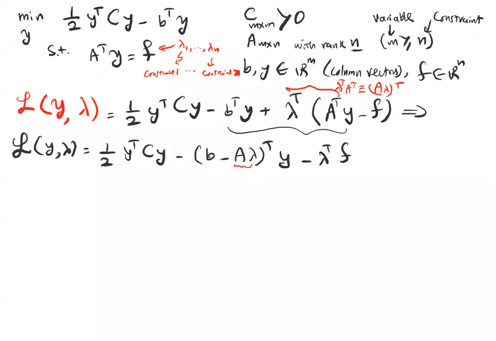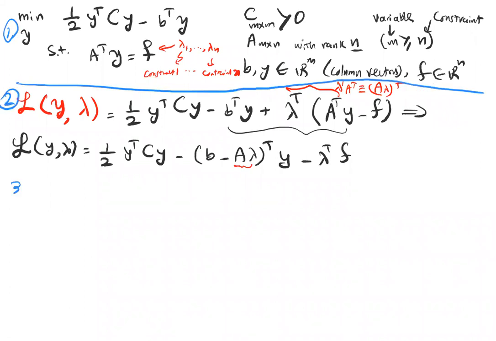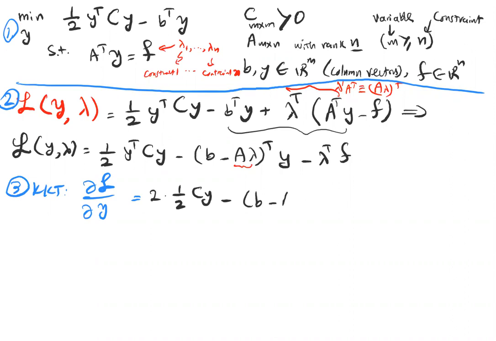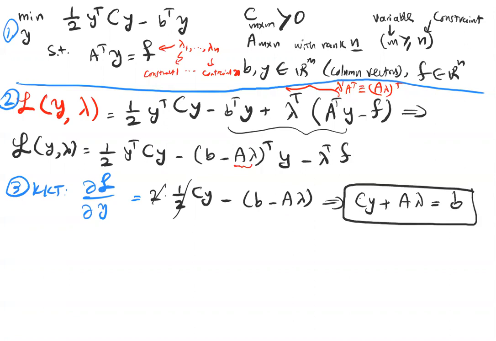In the next step, so this was step 1, step 2. The next step, we write the KKT conditions, which are derivative of the Lagrange function with respect to y's, which is going to be 2 multiplied by 1 over 2 Cy minus b minus A lambda. So if we simplify this further, these two cancel each other, we are going to have Cy plus A lambda is equal to b. This is one equation.